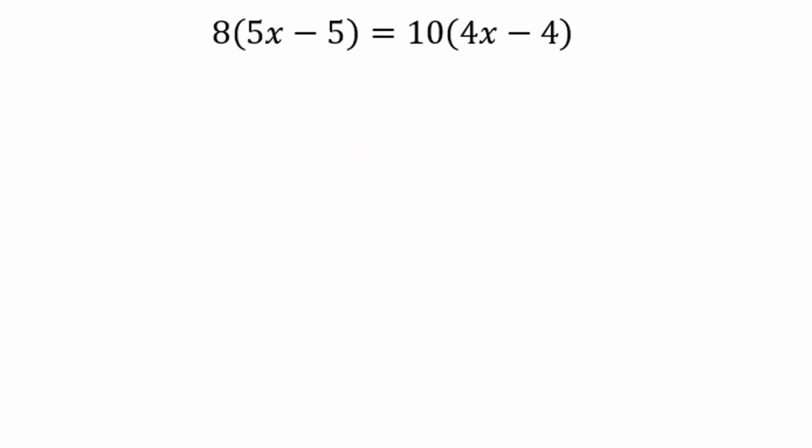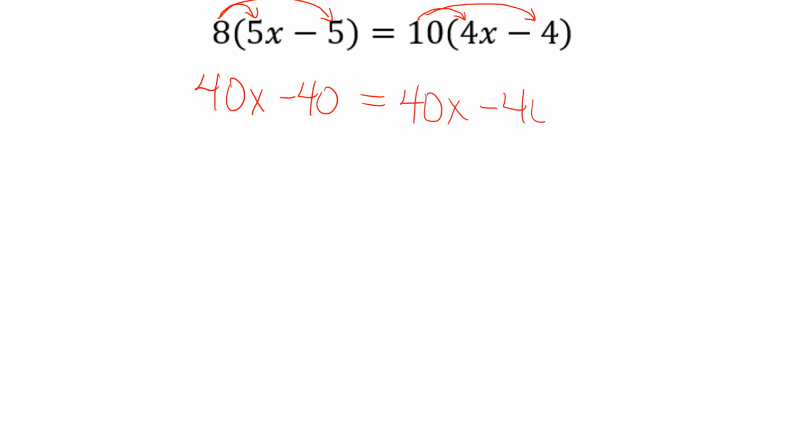For this equation, we do have parentheses, so we want to start out using our distributive property. 8 times 5 would give me 40. Keep your x. 8 times negative 5 is negative 40. Then you want to distribute the positive 10 to the parentheses set on the right-hand side. 10 times 4 is 40. Keep your x. And 10 times negative 4 is negative 40.